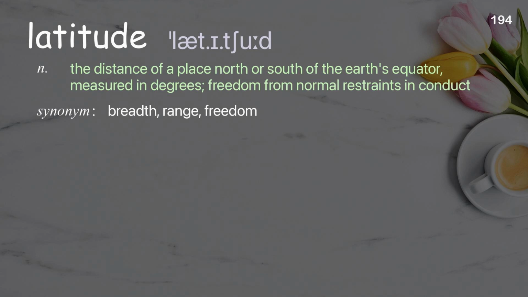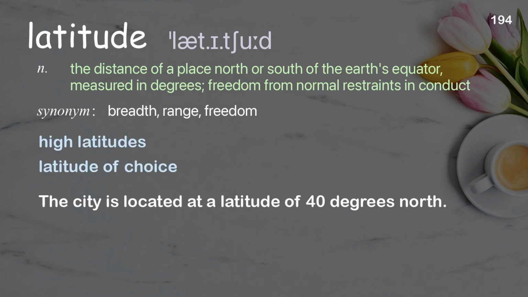Latitude. The distance of a place north or south of the Earth's equator, measured in degrees, freedom from normal restraints in conduct. Examples: High latitudes. Latitude of choice. The city is located at a latitude of 40 degrees north.